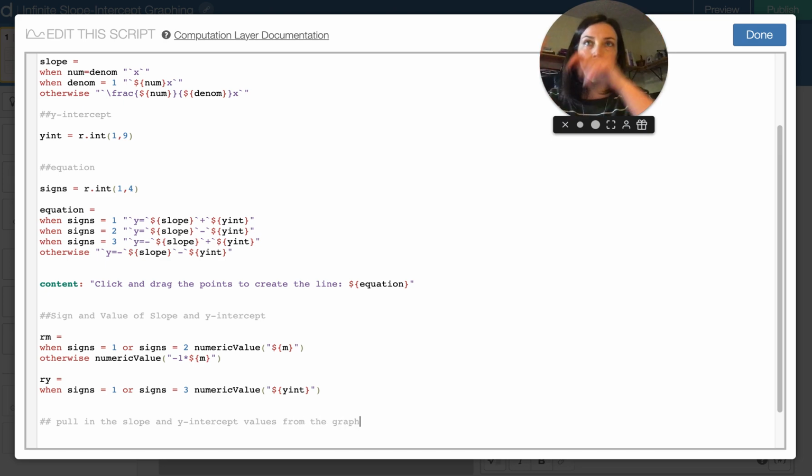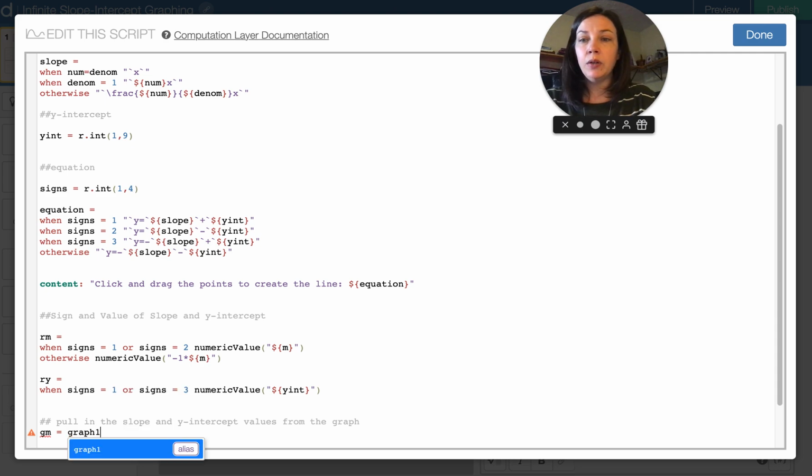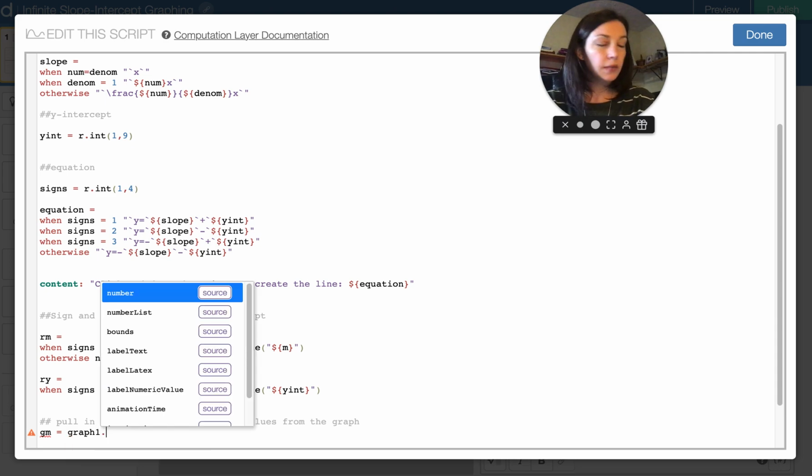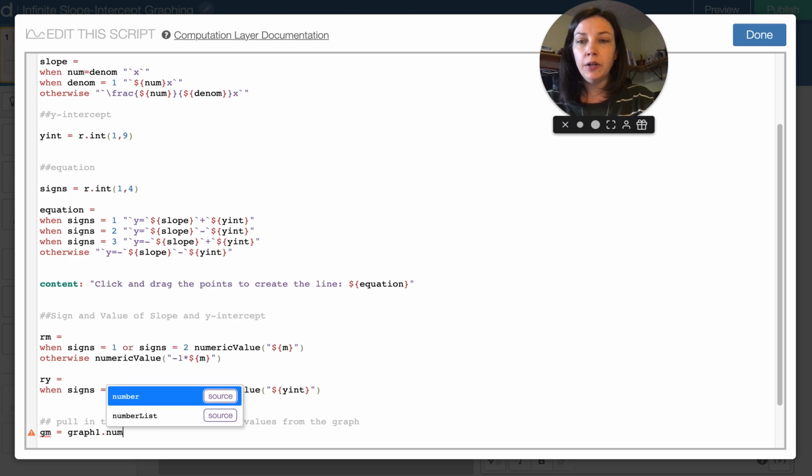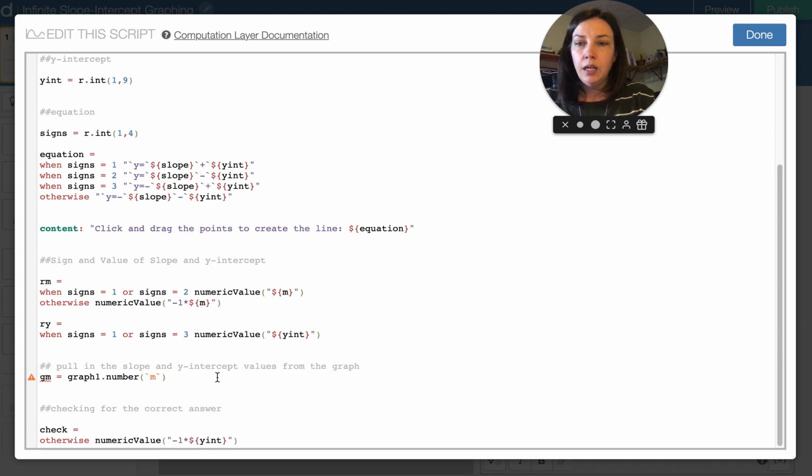So as the students are moving the points around, the slope and the y-intercept keeps changing. I want that to pull into this component. So to do that, I'm going to call it the graph slope. So we have the real slope and we have the graph slope. So I want the graph slope coming in. So where's it coming from? Well, we called that graph 1. And I want the number in that graph called m. Remember we did all that work before? What don't you like there?